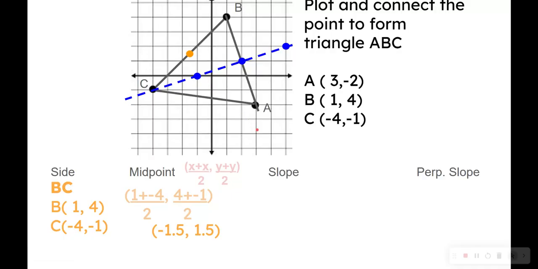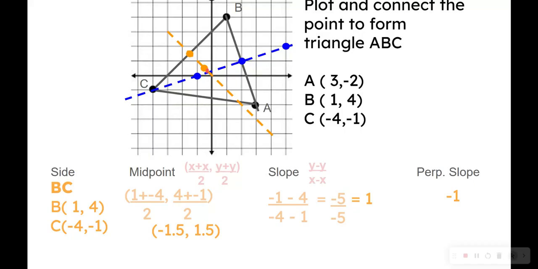And then I'm going to draw a 90-degree angle, but the way to do that on a graph is you find the slope of the line, y2 minus y1 over x2 minus x1, and then you find the perpendicular slope, which is the opposite reciprocal. The opposite of a positive is a negative. The reciprocal of 1 is conveniently just 1. So rise negative 1, run 1. So here is my perpendicular bisector of side BC.